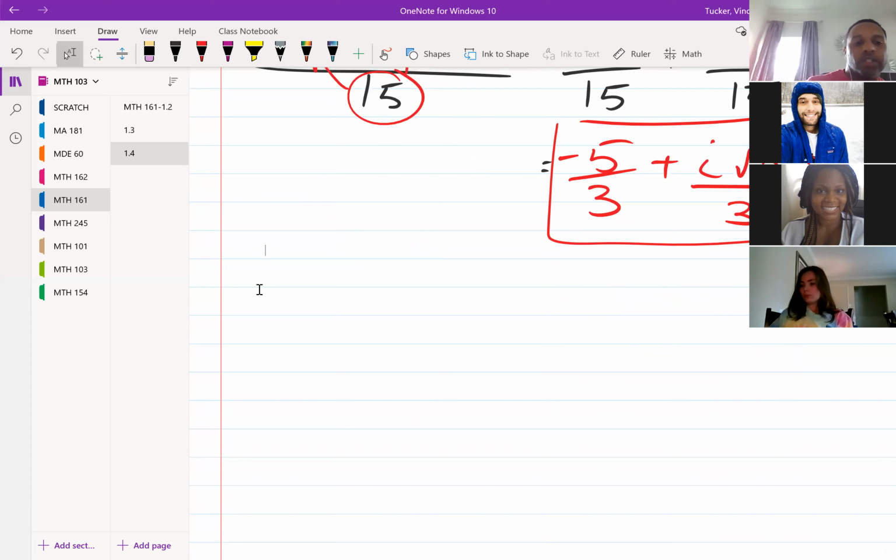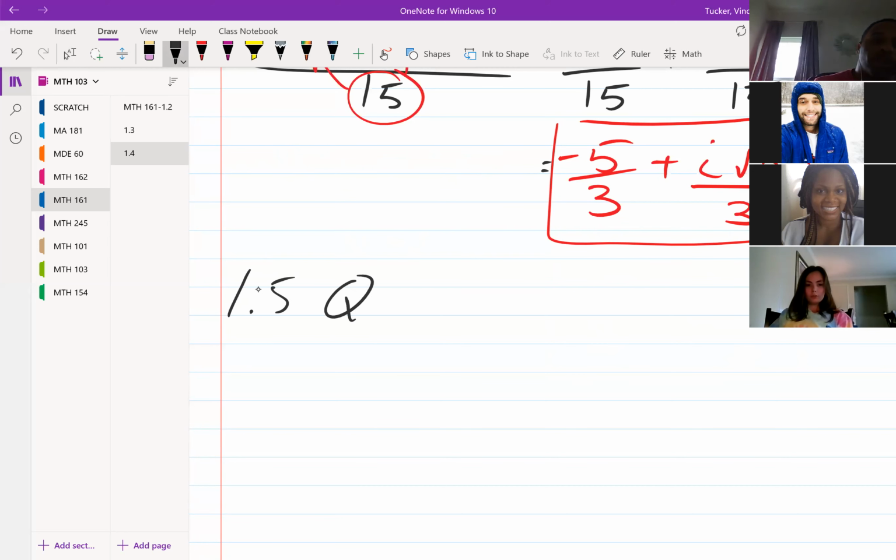So like I said, I'll just go ahead and get started with 1.5 just to introduce what we're going to be doing in it. So 1.5, quadratic.